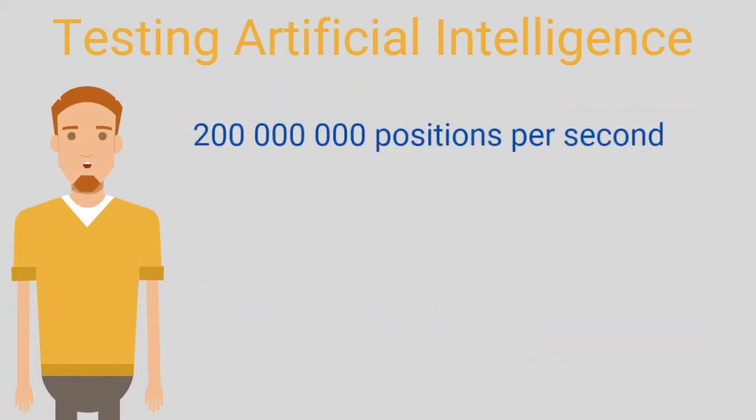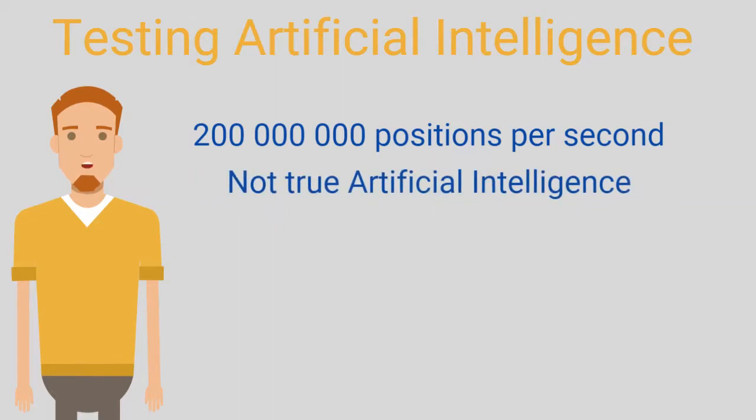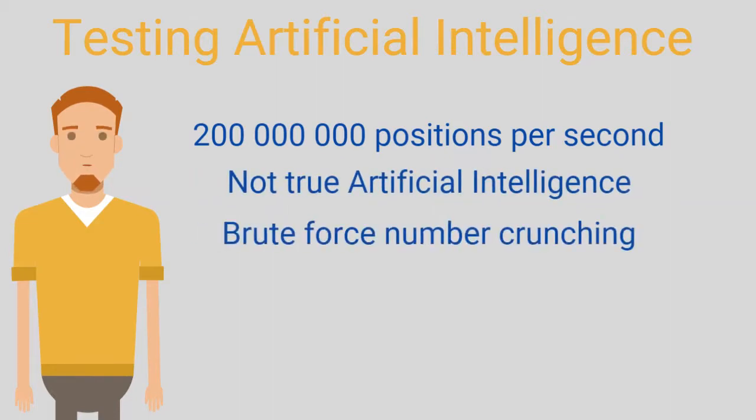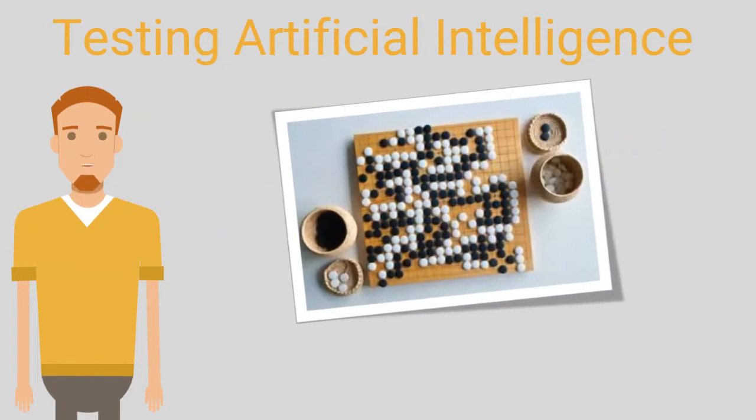Deep Blue could analyze 200 million positions per second, and then simply selected the best move possible. This was not true intelligence, but rather brute force number crunching. Computer scientists then moved from chess to a Chinese game of Go.